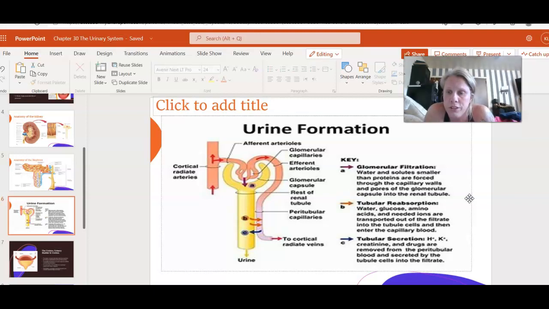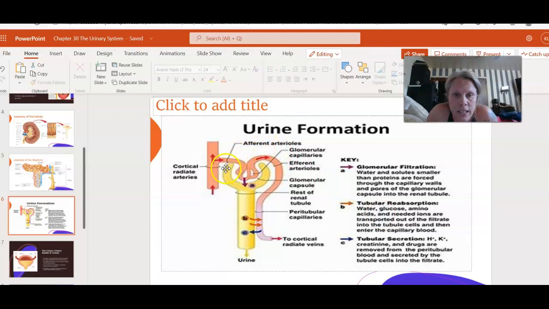Then you have tubular reabsorption. The water, glucose, all your amino acids, and the needed ions are transported out of that filtrate into the tubular cells and then enter the capillary blood. And then tubular secretion is your hydrogen, your potassium, creatinine, all the drugs that are removed from the peritubular blood, and then they're secreted by the tubular cells into that filtrate.